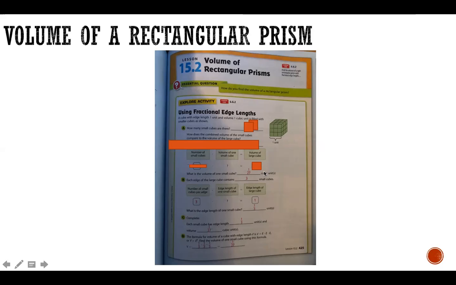What is the volume of one small cube? 1/27th of a cubic unit. Each edge of the large cube contains 3 small cubes. Please take a second to look over it. So it says number of small cubes per edge, 3. Edge length of one small cube is what we say? 1/3, I agree. Edge length of a large cube is 1. Complete. Each small cube has edge length 1/3 units and volume 1/27 cubic units.